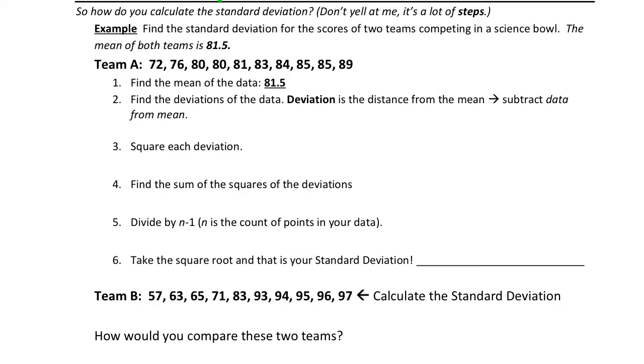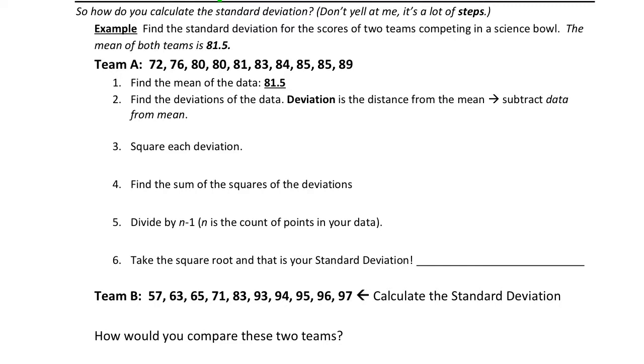The key thing to remember is what we're doing is we're finding the average distance of all of the points from the mean. So it's an average distance. So we're going to be looking for distances. In mathematics, we call those deviations.